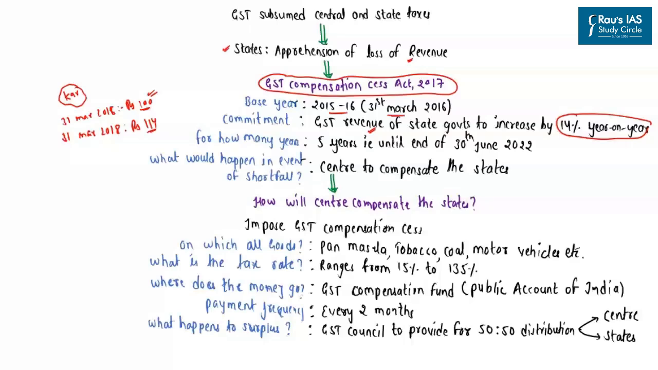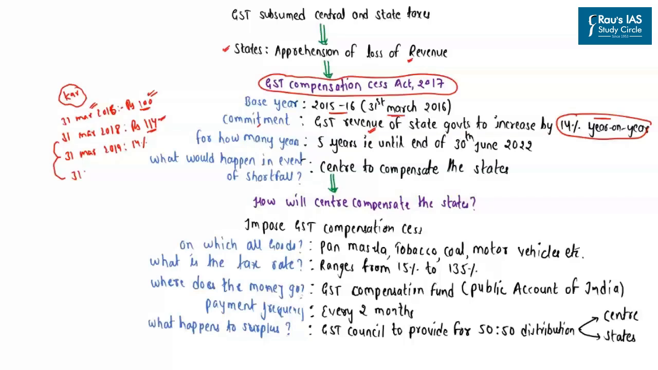But please remember here, this is a commitment that the GST revenue will increase by 14% year on year, which means if you go to the next year, that is 31st of March 2019, we are saying that it should increase by 14%. So this 14% is not with respect to the base year of 2015-16. Rather, it is with respect to the previous year. So the previous year's GST revenue for the government of Karnataka was 114, right? So on this, there should be an additional 14% increase.